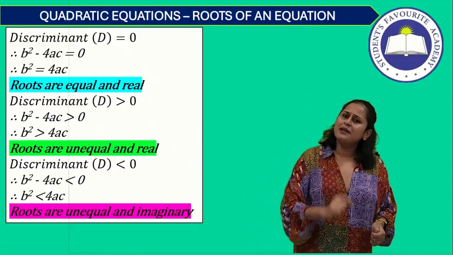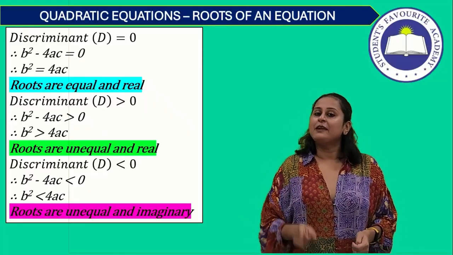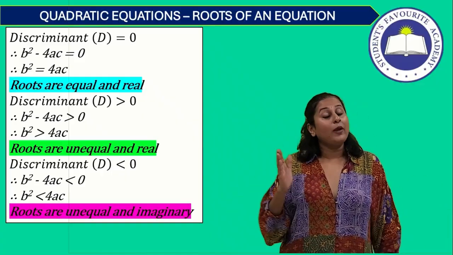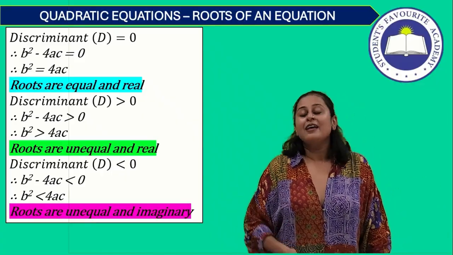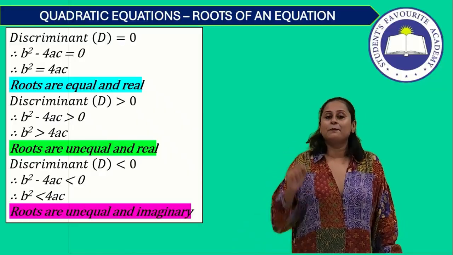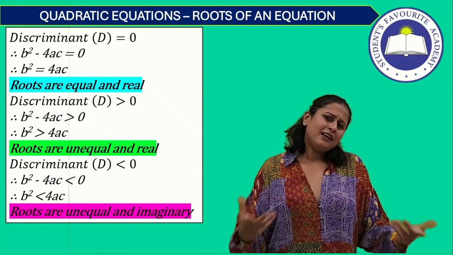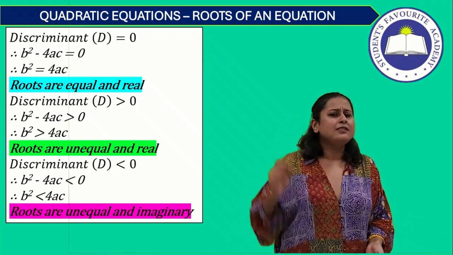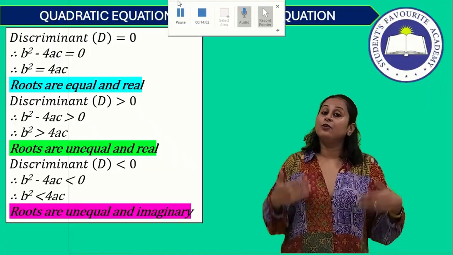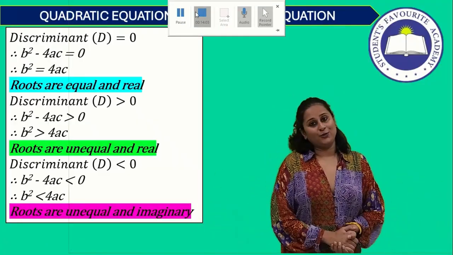And when the discriminant b square minus 4ac is less than 0, it means that b square is lesser than 4ac, which also means that the square root will be of a negative number, and in this case the roots will be unique. There will be two roots, but they will be imaginary in nature. Let us look at a few problems using this particular discriminant formula, and let us try to find the roots of the equation, and let us also try to find the nature of the roots.